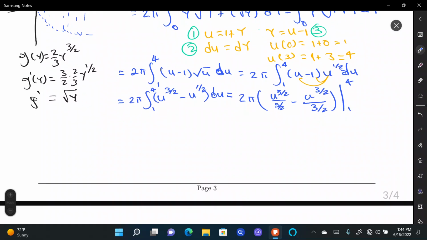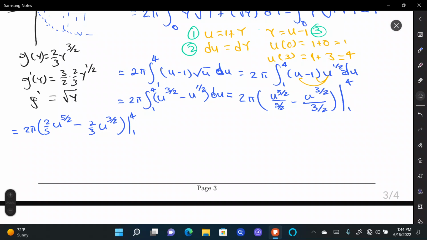So that's 2 pi times 2/5 u to the 5/2, minus 2/3 u to the 3/2, from 1 to 4. And I think at this point we can actually use the fundamental theorem. Let me move this a little bit. Yep, so let's see what we get from here.